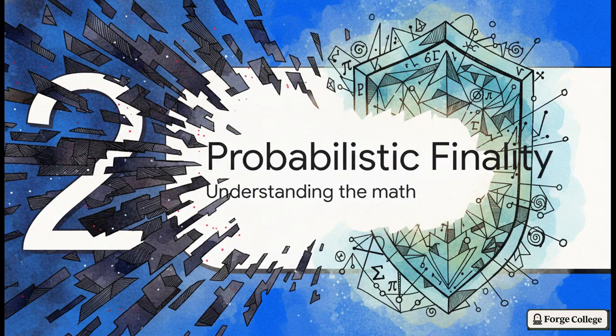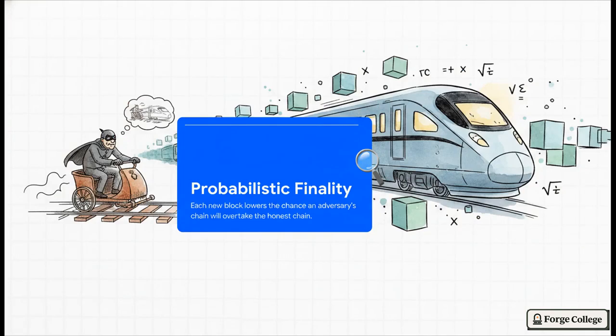Moving on to Section 2, probabilistic finality. This is all about understanding the math behind our machine's mathematical shield. I know, probabilistic finality sounds like a total mouthful, but it's actually a beautifully simple concept. Just think of it like a cartoon villain on a slow, squeaky handcar, furiously pumping the handles, desperately trying to catch up to a speeding bullet train.